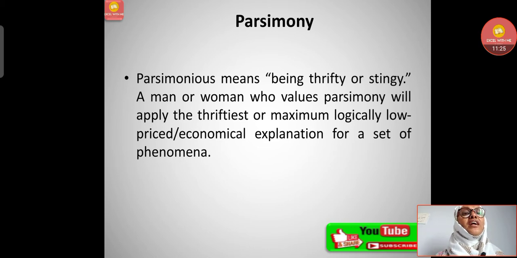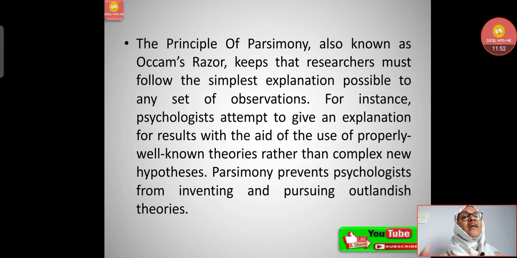Now parsimony, the fourth one. Let's see the meaning of it first. Parsimonious means being thrifty or stingy. That is, economical. A person who values parsimony will apply the thriftiest or most logically economical explanation for a set of phenomena, whatever the occurrence. So being thrifty is parsimony. Now the principle of parsimony, also known as Occam's Razor, maintains that researchers must follow the simplest explanation possible for any set of observations. If it is vague, people will not understand. It should be simplest. Whatever observation they are making, things should be simplest in explanation.